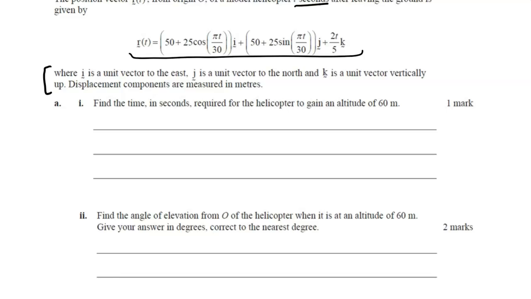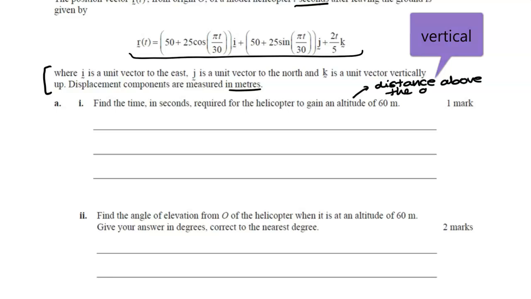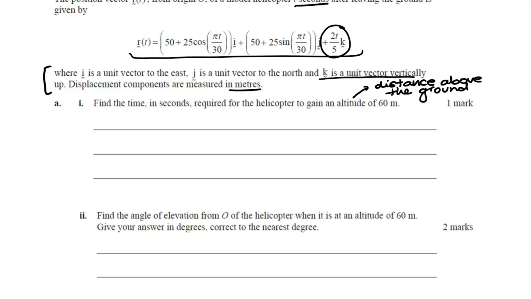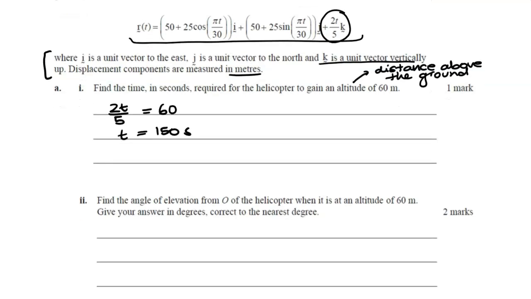Displacement components are measured in meters. Good. Find the time in seconds required for the helicopter to gain an altitude of 60 meters. So altitude is a word that you need to be aware of, and that's the distance above the ground. And the only component that has anything to do with the distance above the ground is the k component, because it says the k is a unit vector vertically up. So if we want to find the time required for the helicopter to gain an altitude of 60 meters, that's going to mean that the k component, 2t over 5, has to equal 60. So that means t is 150 seconds, 60 multiplied by 5 divided by 2. Okay, 1 mark, so we just need the answer.